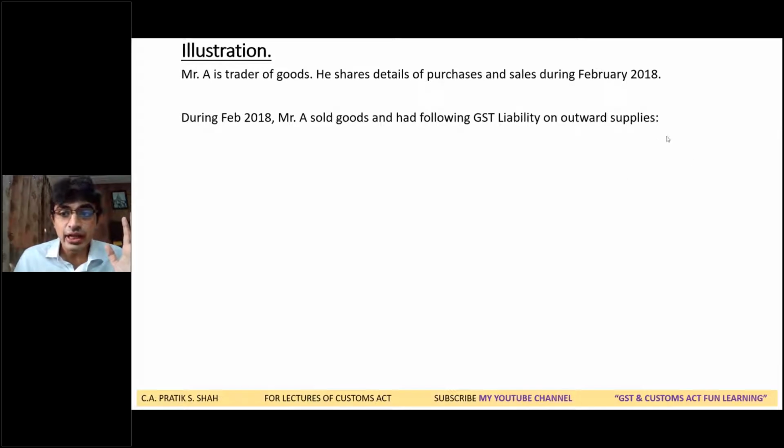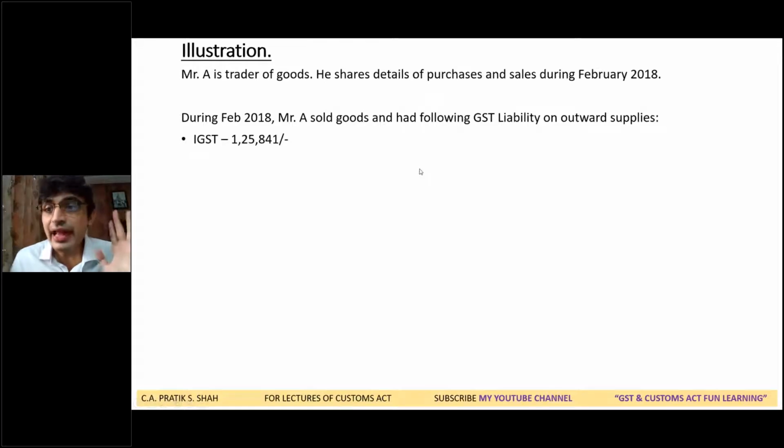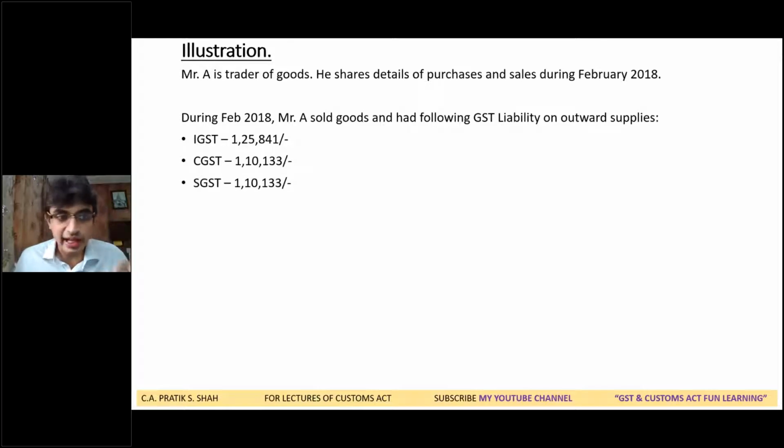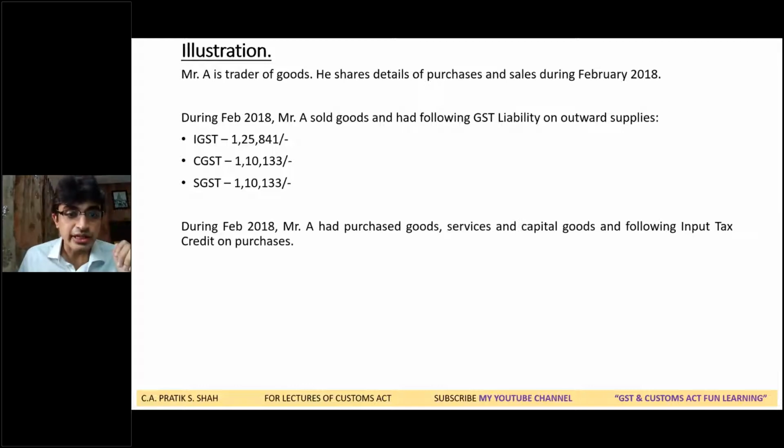During Feb 20, I had sold goods and I had the following GST liability. See this, my liability: IGST 1,25,000, which means India. CGST 1,10,000, which means China. SGST 1,10,000, which means Sri Lanka. These are their demand, their liability. And now I am sharing the Feb 20 input tax credit details.